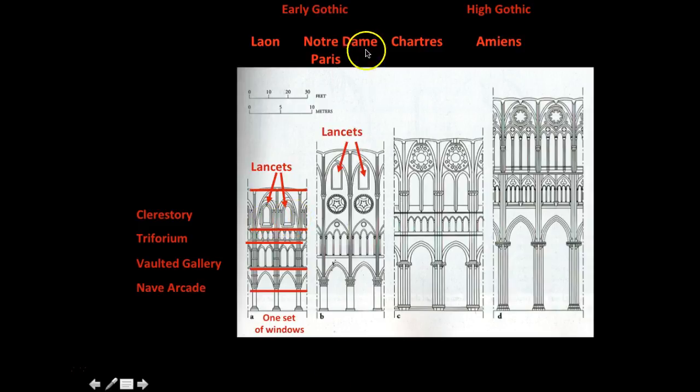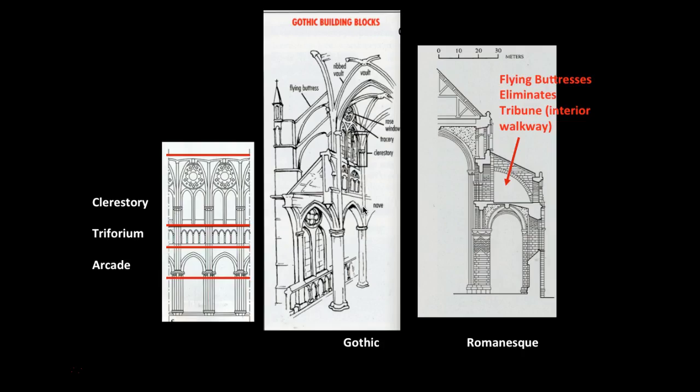Now, if you notice at Notre Dame in Paris, this is an iconic Gothic cathedral that everyone who's gone to Paris has gone into or seen from the outside. You have the lancets much higher. There are two sets of windows. Stained glass oculi replace the triforium. Those are the rose windows.